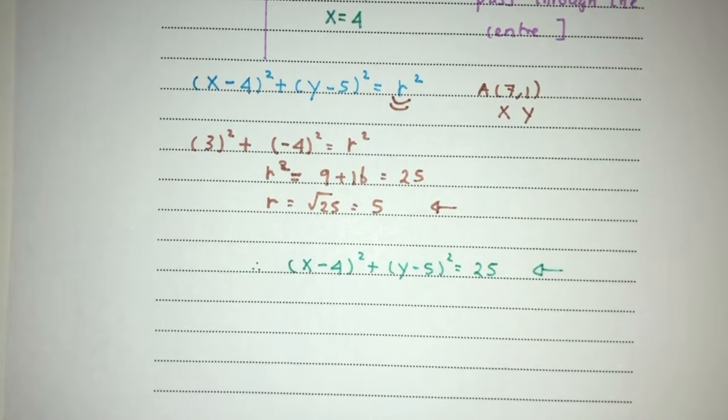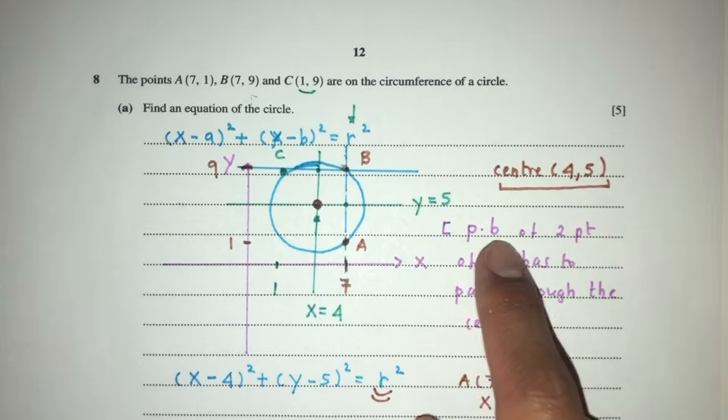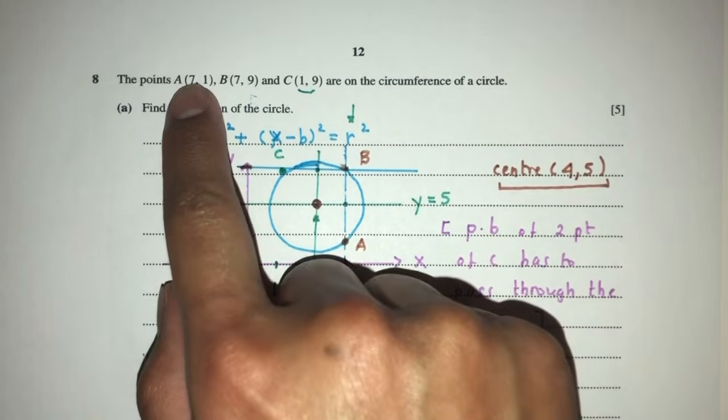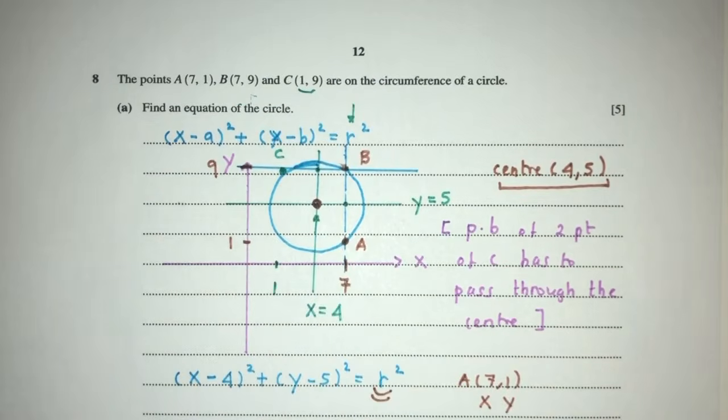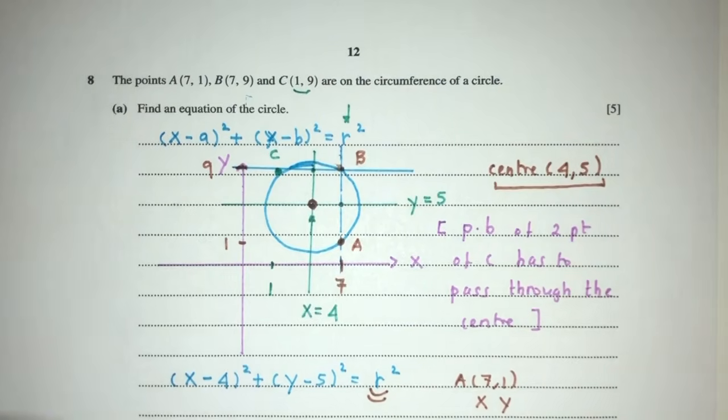By using this method of graph to understand that, by finding the perpendicular bisector of 2 points, we know it will meet at the center of the circle. That is one way of doing this question. The other way is to go one by one, replacing the values of the points in this equation. So you will have 3 equations, and you can solve simultaneously as well to find the answer. That will be part A of the question.